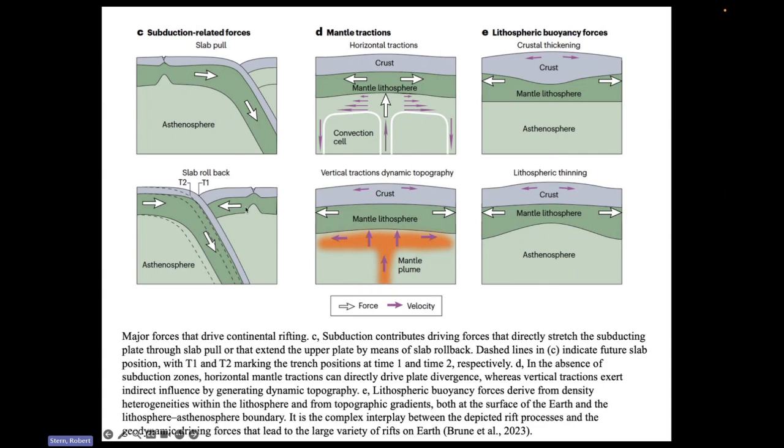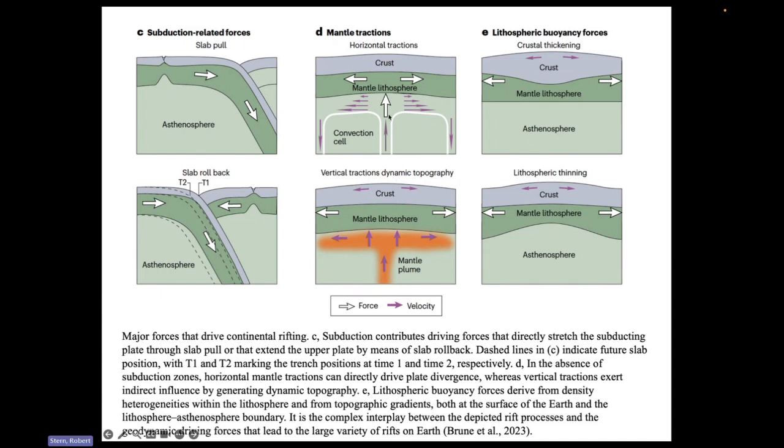Counterintuitive, where in the cartoons you'll have seen before, this seems like it's a zone of intense compression. In fact, this lithosphere is falling at a higher angle than the plate motion, so that this surface moves at T1 from here to T2 here. That pulls the overriding plate, and that's called slab rollback. And that will also exert an extensional stress on the overriding plate. So there's two subduction-related forces that can cause rifts.